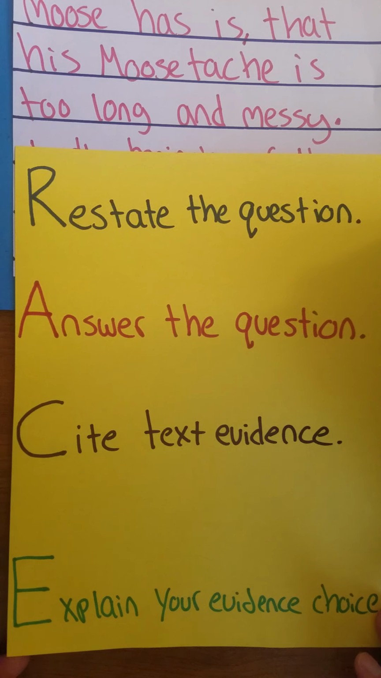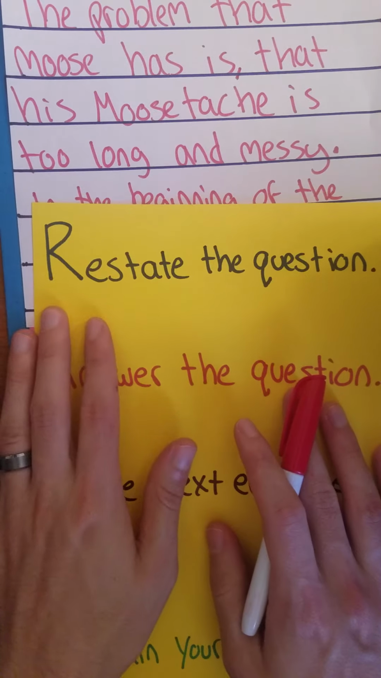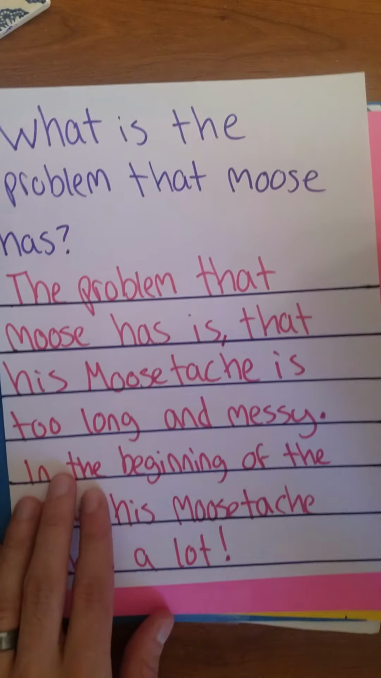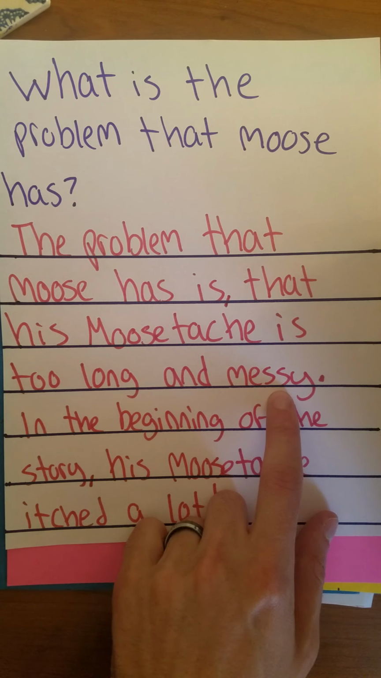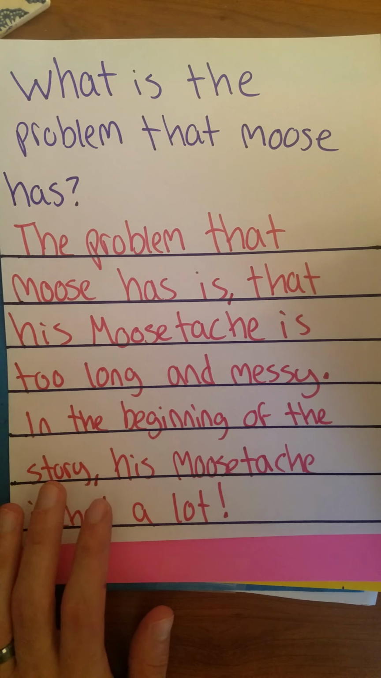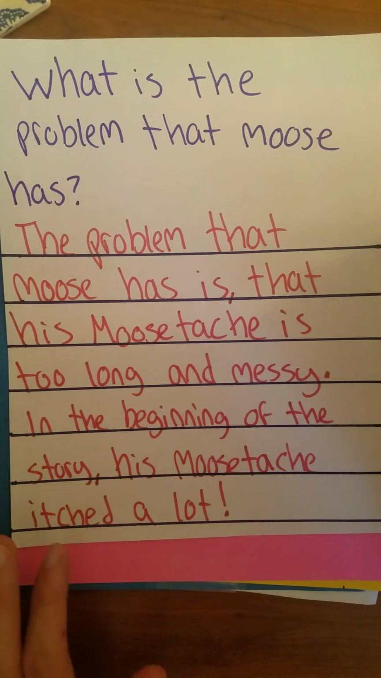So we have all four parts of our race. We restated the question when we said the problem that Moose has is. We answered the question when we said that his mustache is too long and messy. We cited text evidence when we said in the beginning of the story. And we explained our evidence choice when we said his mustache itched a lot.